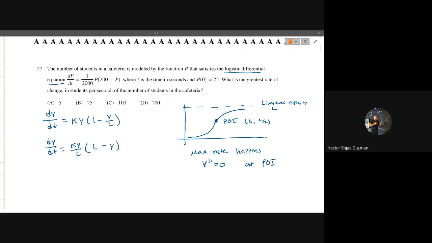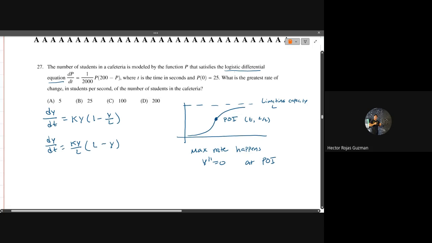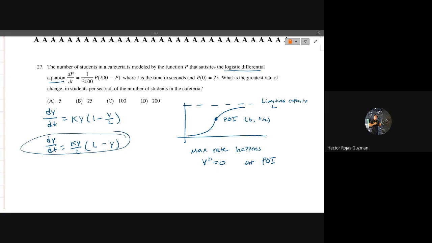So, let's start tackling this problem. The differential equation that was given to me looks like this one. By matching it up, I can tell you that L is 200, which means the y value of my point of inflection is 200 divided by 2, which is 100. That's the y value when the second derivative is equal to 0, the y value of my point of inflection. This is not what it's asking though, right? It's asking, what is the greatest rate of change in students per second?